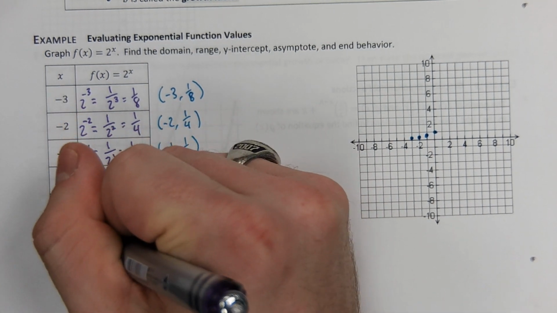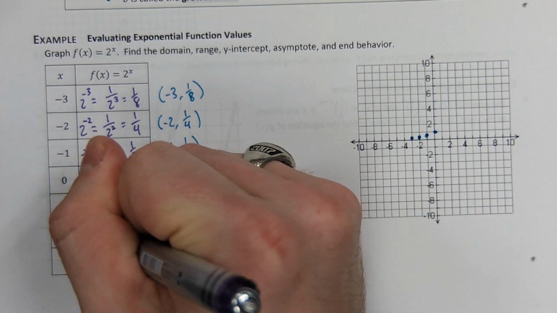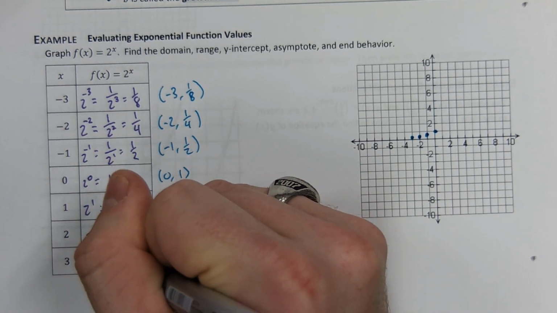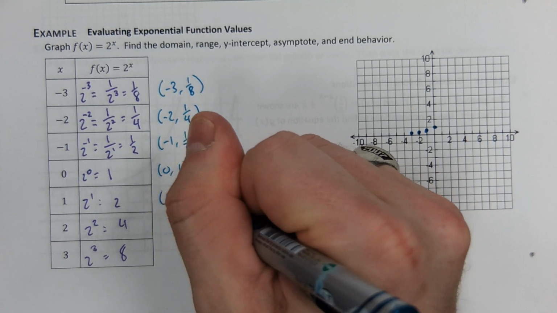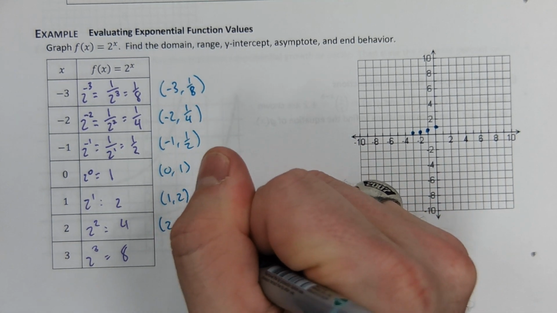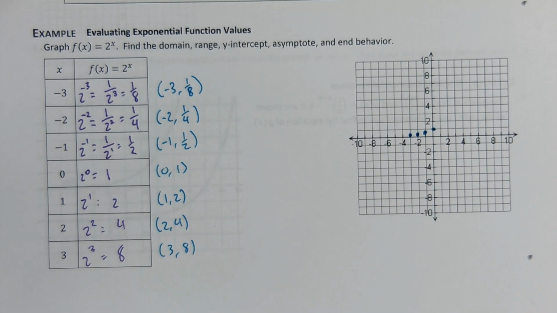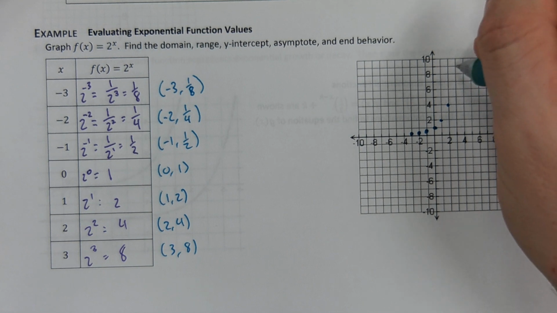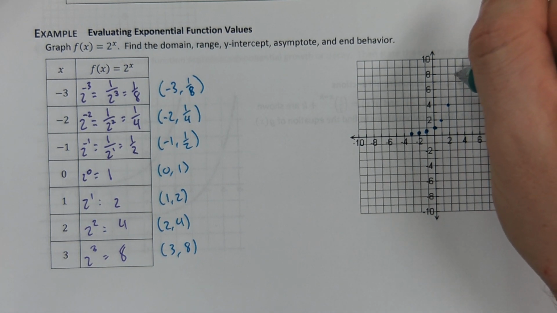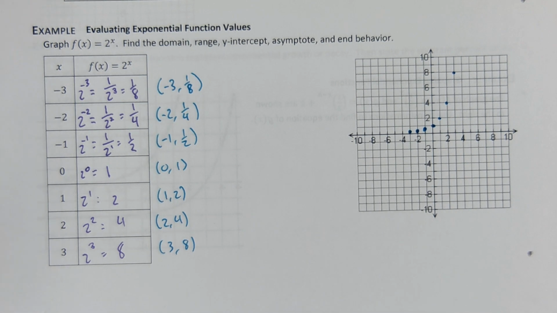Now it gets easy. 2 to the 1, 2 to the 2, 2 to the 3. 2, 4, 8. So 1, 2, 2, 4, and 3, 8. Next one would be 4, 16, but that's way off the grid, so on and so forth. I mean, you could see it goes up pretty darn fast. Exponentials are some of the fastest growing functions that we have in mathematics. They're not the fastest, but they're some of the fastest.